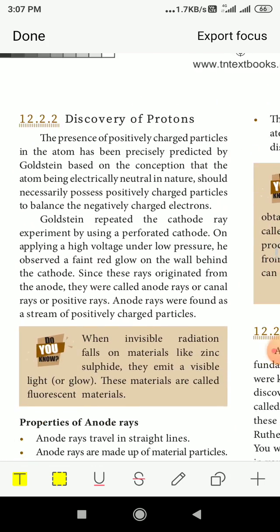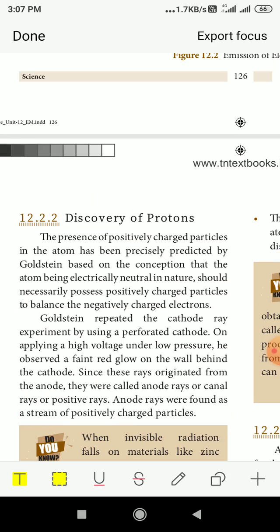So, these are the properties of cathode rays, how the electrons were discovered, and what the properties of the cathode rays are that we studied in this class. Next class we will go for the discovery of protons, then the discovery of the neutrons.